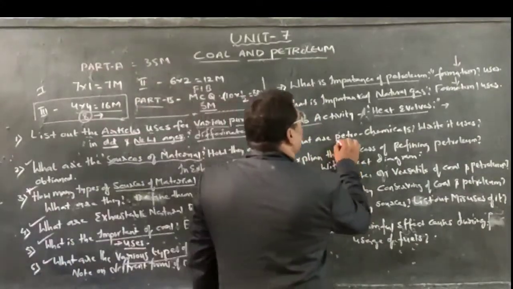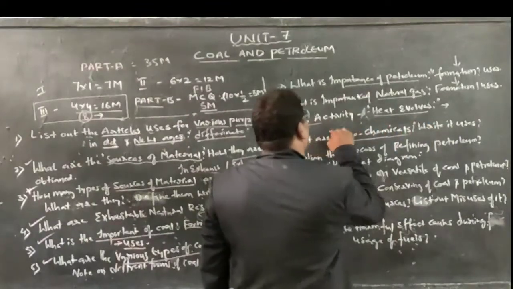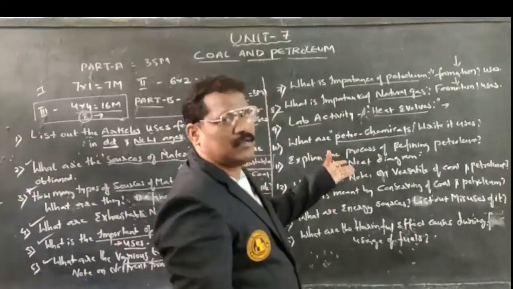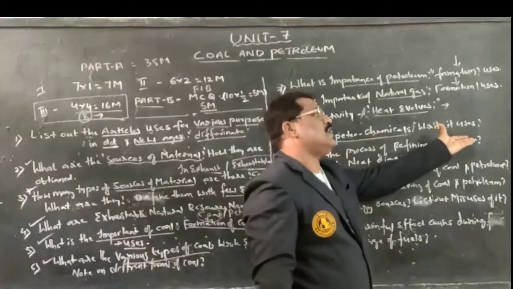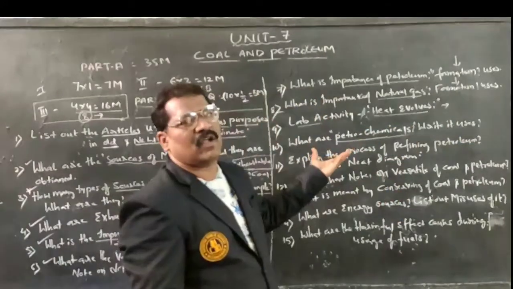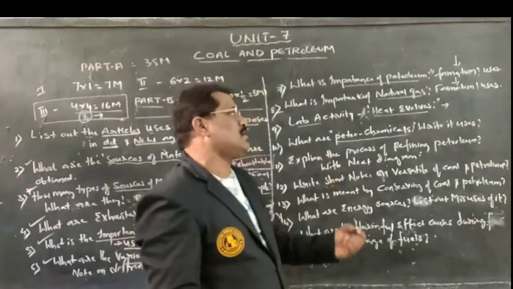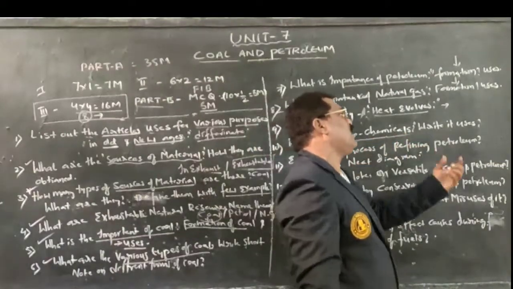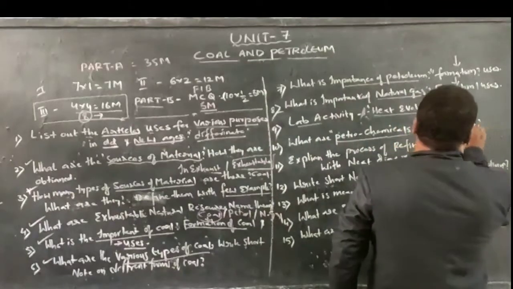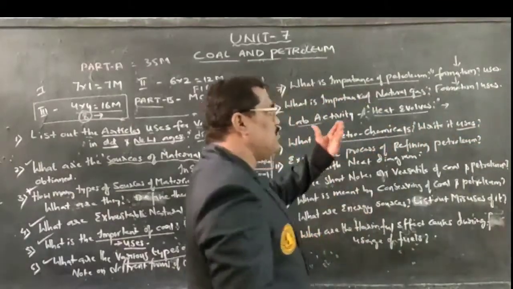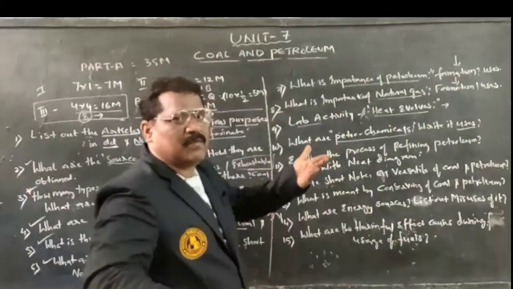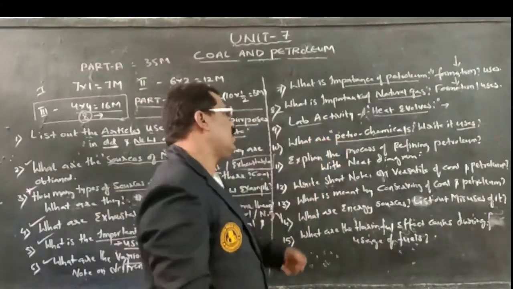Next one is, what are petrochemicals? Based upon petrochemicals: what are petrochemicals, and what are its uses? So many petrochemical products exist. About each and every petrochemical product, write short notes about that particular one and its usage, how it is useful. If you read that and frame notes in that way, easily you can gain knowledge.